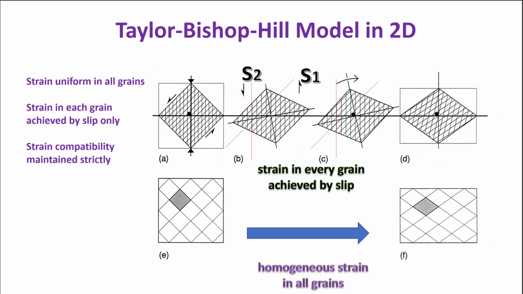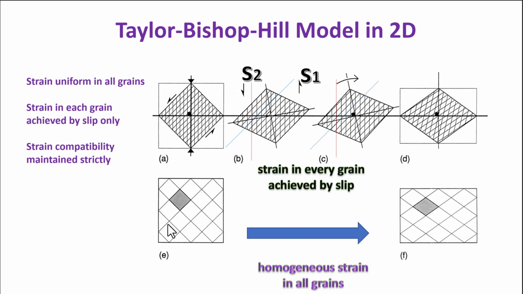The earliest model for LPO development by dislocation mechanisms is the Taylor-Bishop-Hill model. The model assumes that strain is uniform across all grains, and the strain in each grain is achieved by slip only, and the strain compatibility is strictly maintained throughout the deforming material. Here is a two-dimensional explanation of the Taylor-Bishop-Hill model.